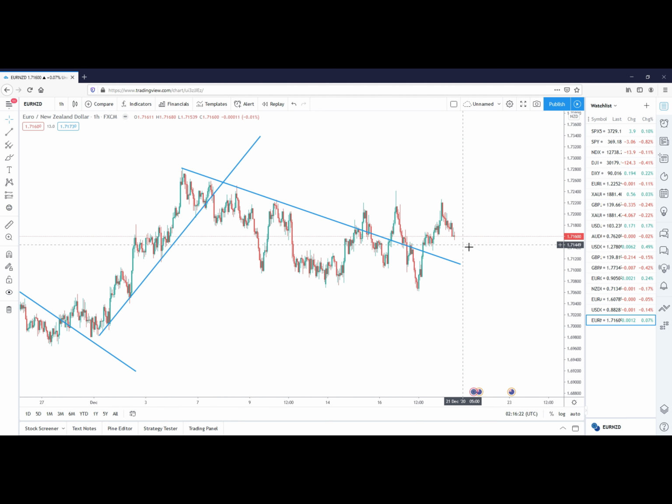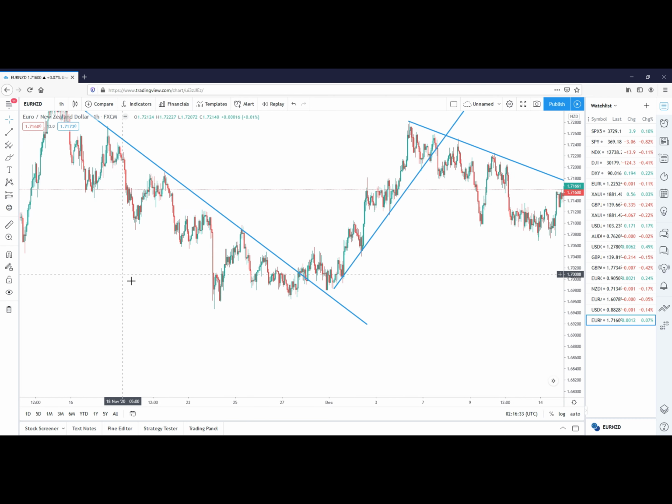Obviously, today is the 18th of December, so this is where this closed. So I'll be watching this. We kind of went into consolidation right here a little bit, so I'm going to see what it gives me.